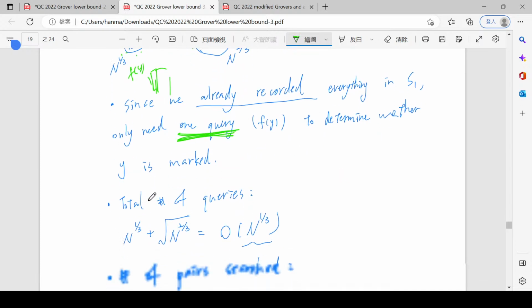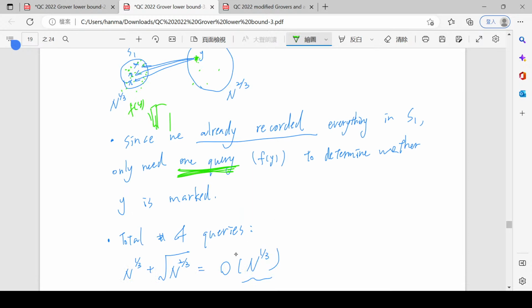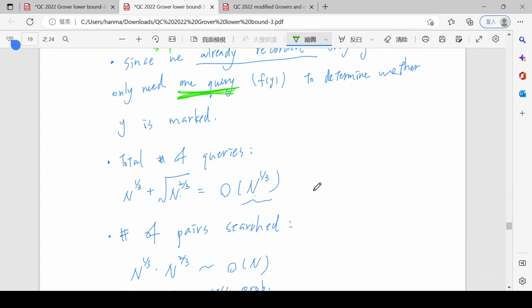So the total number of queries, we balance all things nicely. The total number of queries we need is n to the 1/3 queries to construct the information about everything in S1. And then the search through S2 is a square root. There are n to the 2/3 items here, then you take a square root, so that's n to the 1/3. And so n to the 1/3 plus n to the 1/3 is still order n to the 1/3 queries. Okay, so the number of queries we need is pretty good. It's less than classical.